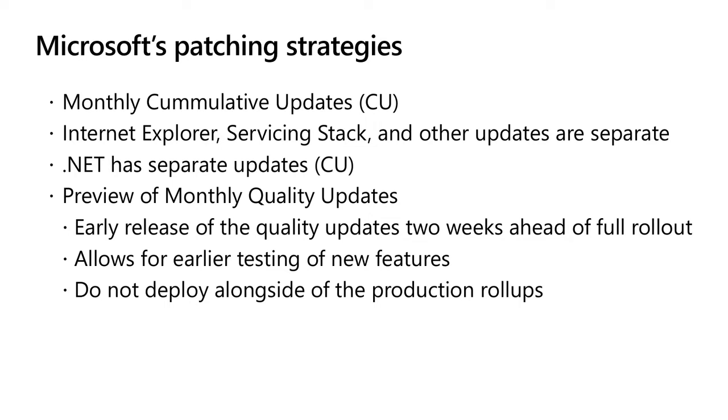You have separate updates for like Internet Explorer, Servicing Stack. Sometimes you have emergency patches and things like that. Those come out separately. You also have .NET patches that have gone to the cumulative update model. They used to be separate. Now they're all in one family. So that's kind of nice. Then you also have your preview quality updates and stuff like that. You don't need to deploy those in your organization unless you want to do some testing, because those get rolled up into the following month. Okay?